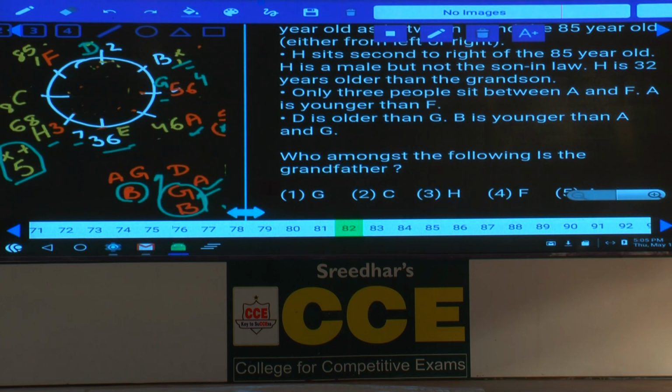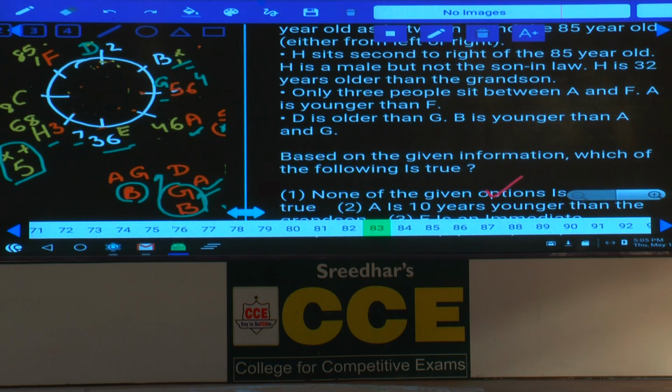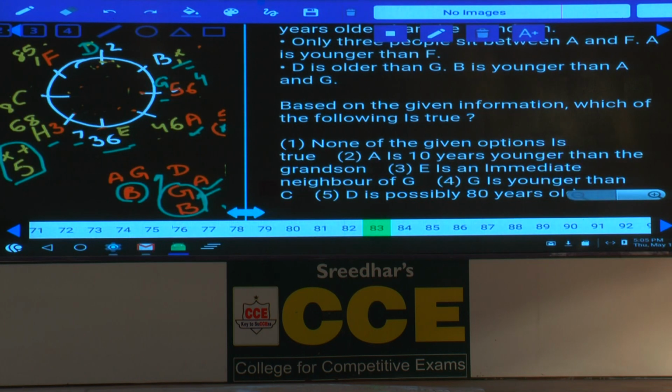Then question number 82. Who among the following is the grandfather? Who is the grandfather here? F, that is choice 4. Then question number 83. Based on the given information, which of the following statements is true? Then, A is 10 years younger than the grandson. What is the age of the grandson? 36. A is 10 years elder than the grandson, but not younger, isn't it? And choice 2 is ruled out.